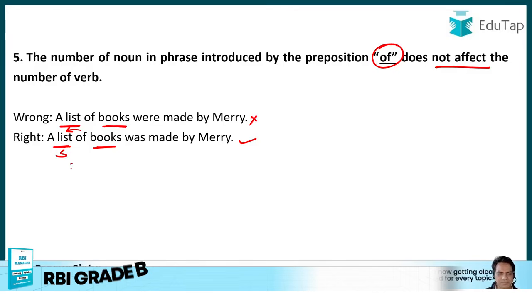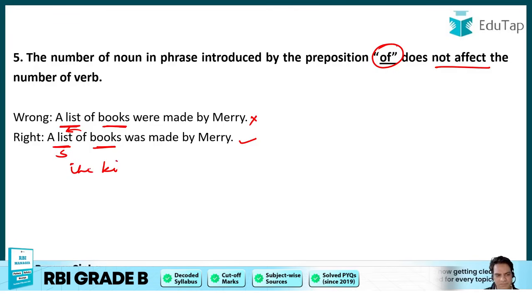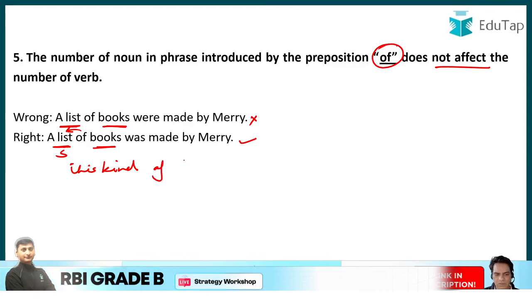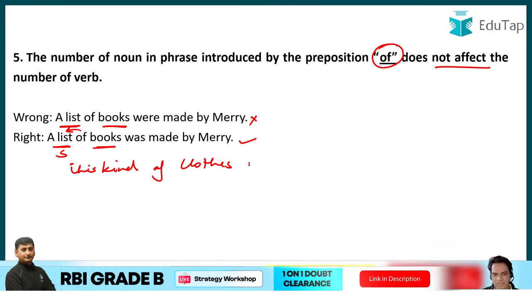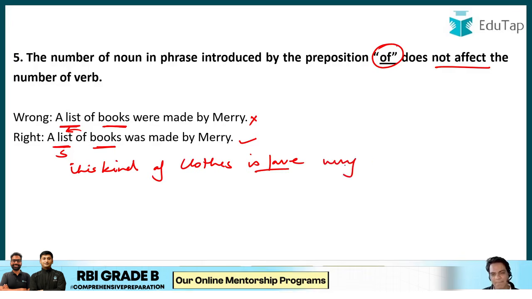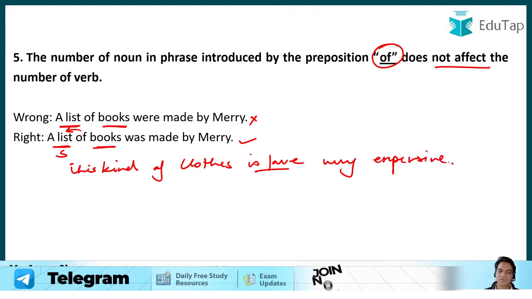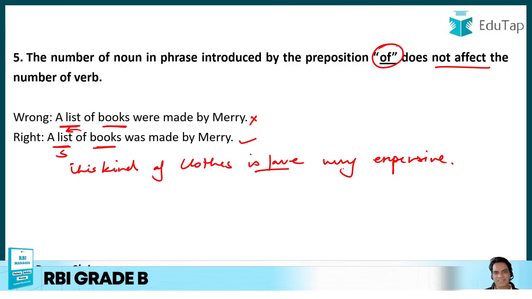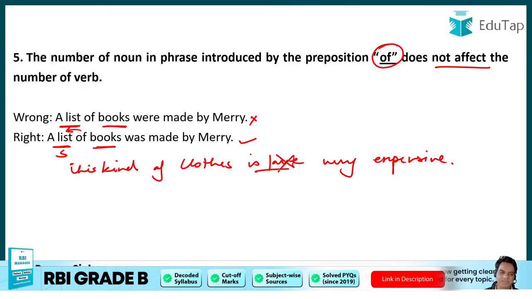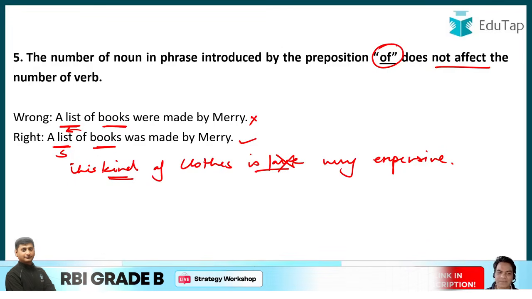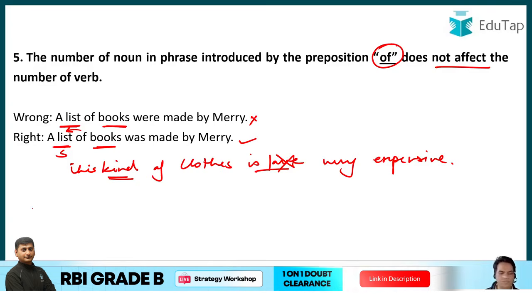For example, guys, this kind of clothes, is very expensive, or are very expensive? Please tell me your first instinct, guys. Yes guys, what should be the answer here? This kind of clothes is very expensive or are very expensive? Probably your first instinct is are, right? But the subject here will be kind, this kind of clothes. So kind is the singular entity and it will take a singular verb. Got it? So there are numerous such examples.